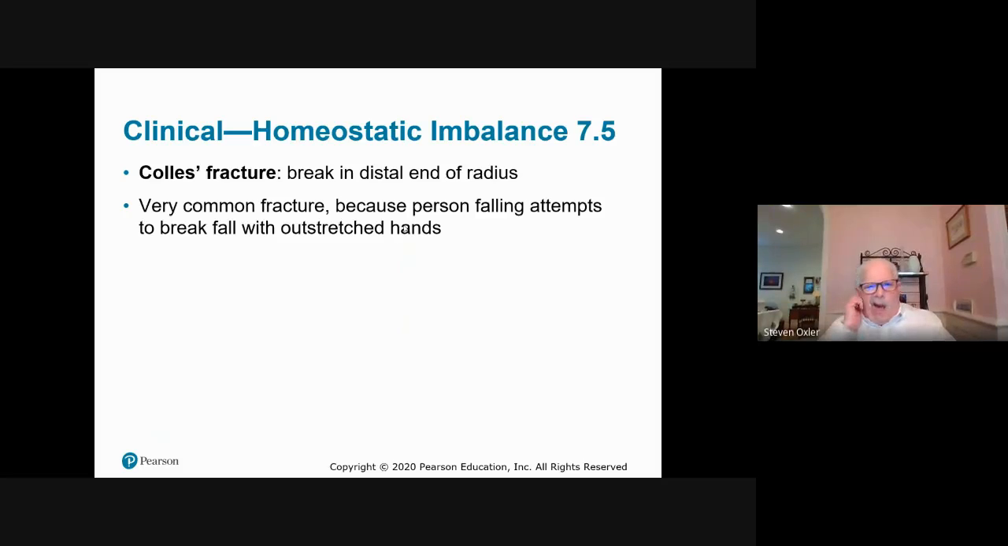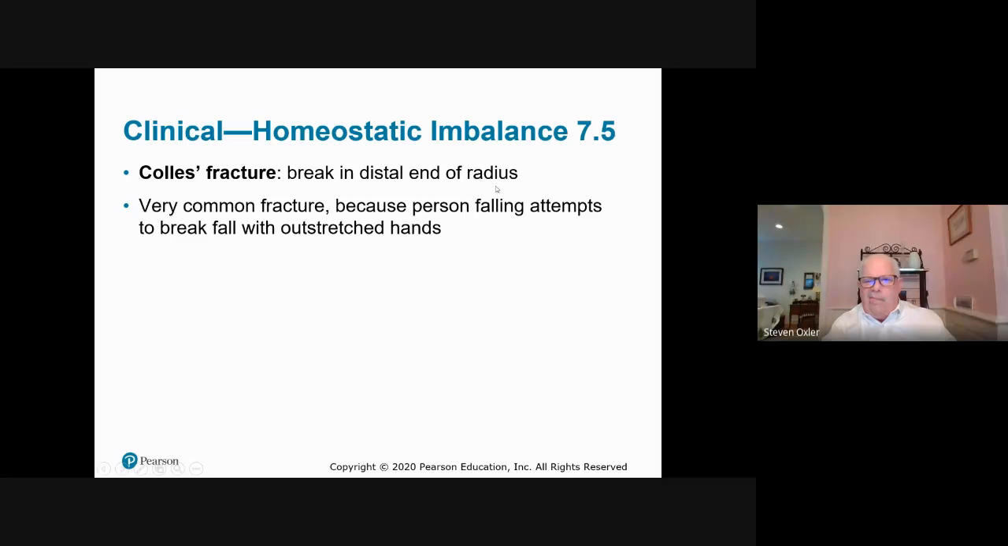A very common fracture in children and also adults is known as a Colles fracture. Colles fracture is a break of the distal radius. When we say distal radius, that means it's near the wrist.